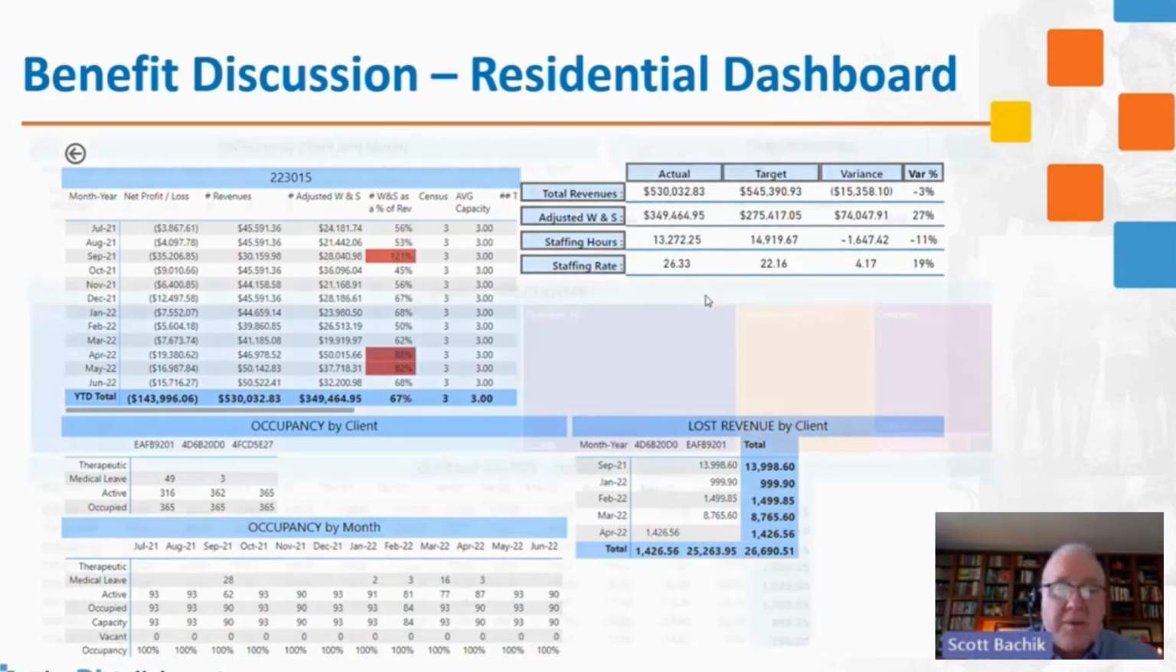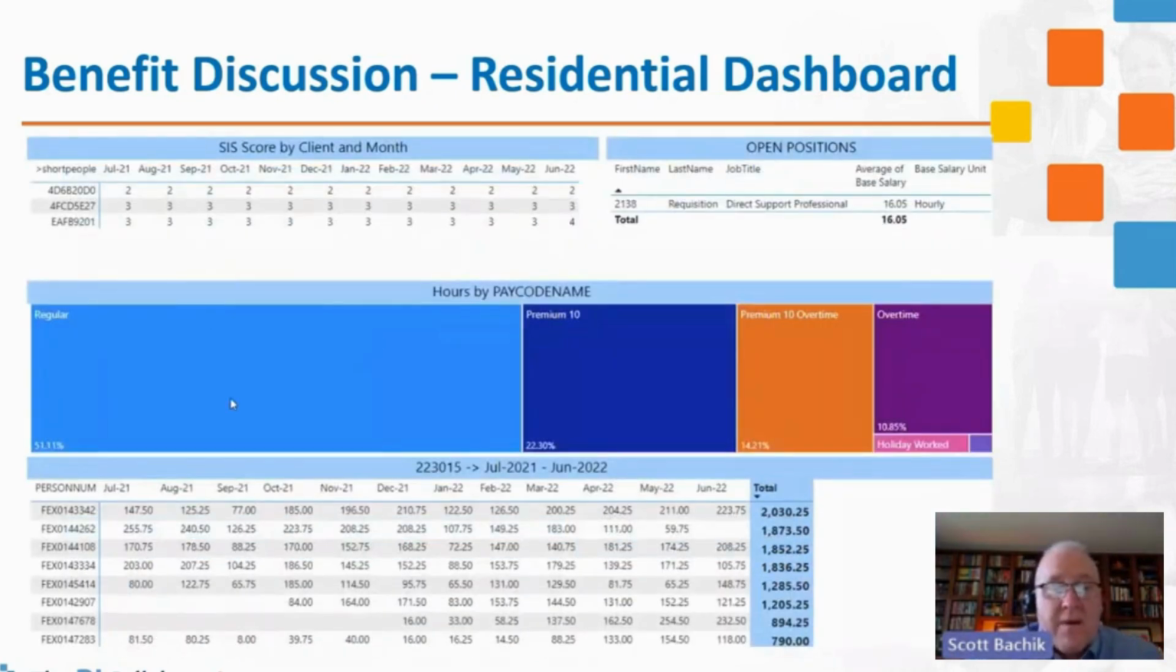Then you can go to the next slide, please, Bob. Thanks. One of the key things that drives labor rate is open positions. So you can see there was an open position. That then typically leads to overtime or premium pay. You can see on this, 49% of the pay was premium, 51% was regular.